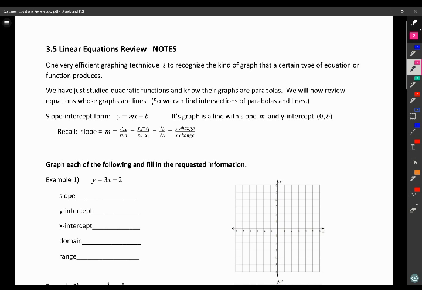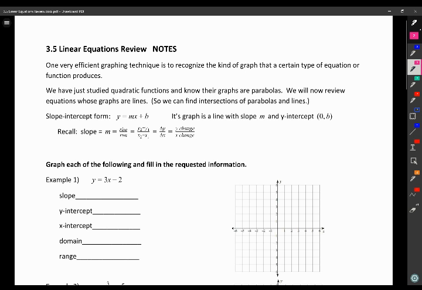So 3.5 is just a review on graphing lines. We've been talking about graphing quadratic equations, and we know that they always form that U shape, that parabola. So in the next section, 3.6, we're going to graph lines and parabolas and find out where they intersect. I want to review really quick how we can graph a line.